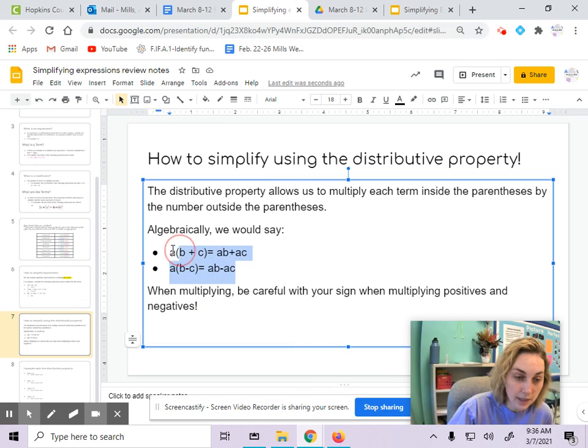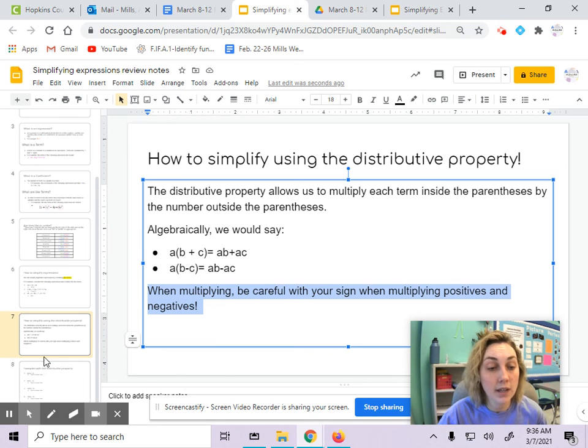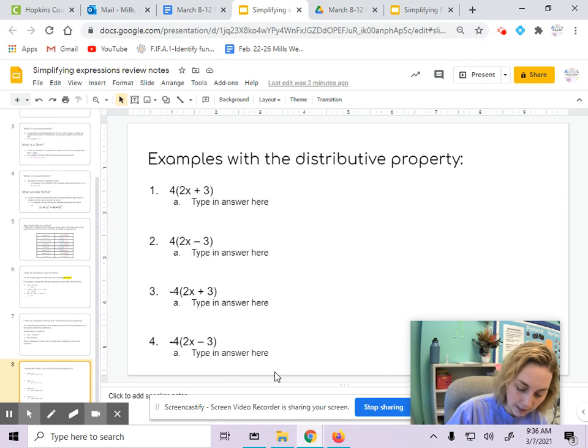And everything I just did is right here. And then I put right here as a reminder, when you're multiplying, be careful with when you're multiplying positives and when you're multiplying negatives. Remember, a negative times a negative gives you a positive, a positive times a positive gives you a positive, but a positive times a negative will give you a negative. So do be careful with those rules. So let's do some examples together.